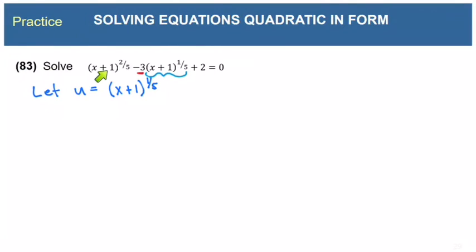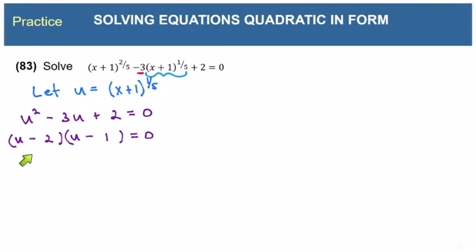Now let's put our substitution in place. It's going to be 1u squared minus 3u plus 2 equals 0. This is a factorable expression, so let's factor this into two binomials. U squared is going to be u times u, and the signs both need to be the same, and they're both going to have to be minus. And in order to get the 2, we're going to need a 2 and a 1.